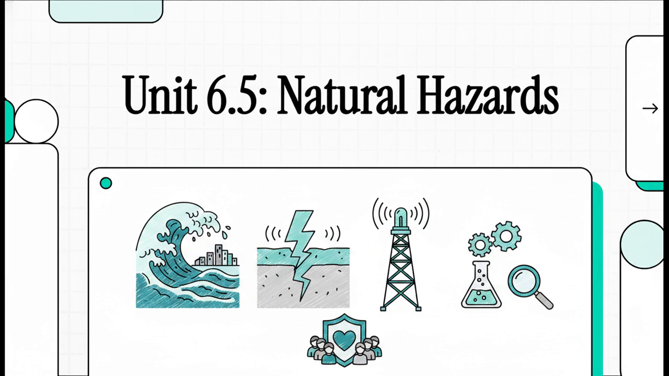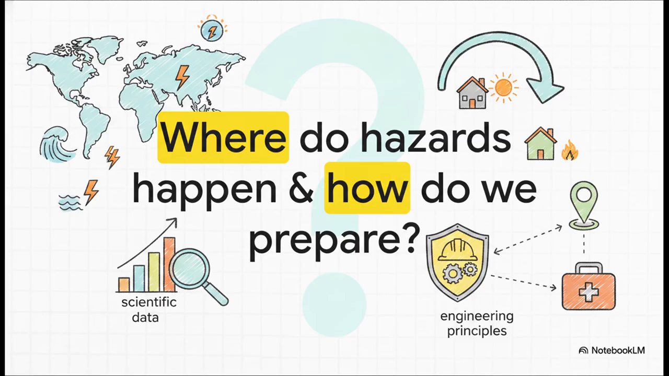We're breaking down the whole shebang, from the raw science of tsunamis to the nuts and bolts of engineering warning systems. Because really, everything we've been studying comes back to this one massive driving question. Where do natural hazards happen, and how do we prepare for them? This is the anchor for your entire unit. As we go through this explainer today, keep this question in the back of your mind. If you can answer the where using real scientific data, and the how we prepare using solid engineering principles, you're going to absolutely crush your final assessments.